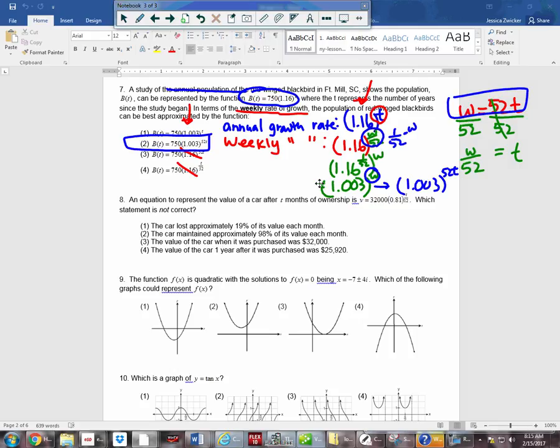Just as a side note, I want to change the fact that I wrote rate up here. These are growth factors, okay? Growth factors. So please note the difference. Growth rate would be the percentage increase, but the growth factor is the entire parenthesis, okay? So just so you have that clarified.